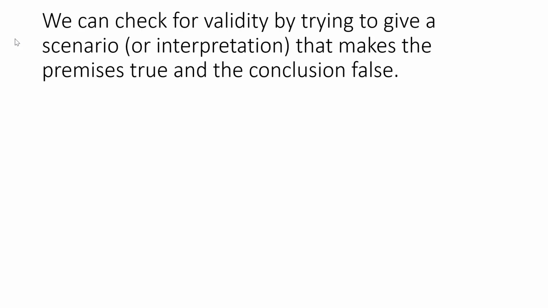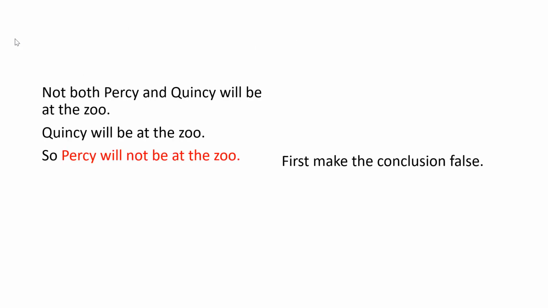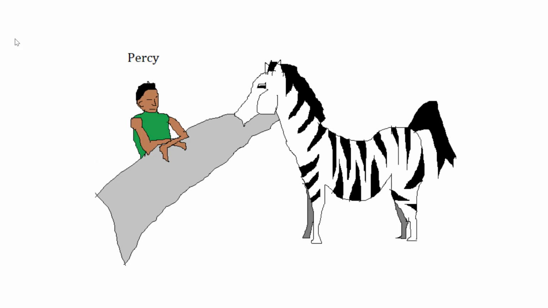We can check for the validity of that argument by trying to give a scenario, or an interpretation we could call it, that makes the premises true and the conclusion false. First, make the conclusion false. Since the conclusion says Percy will not be at the zoo, to make it false, we need Percy to be at the zoo.